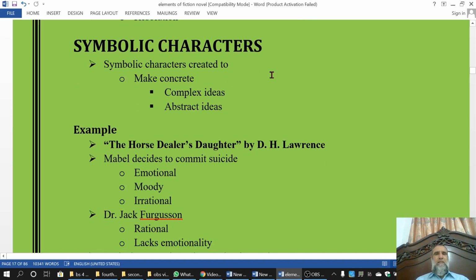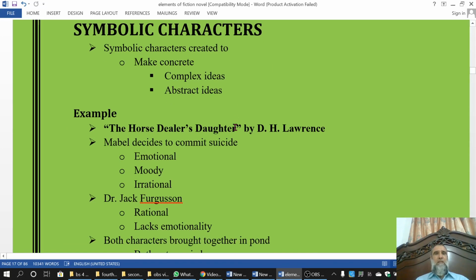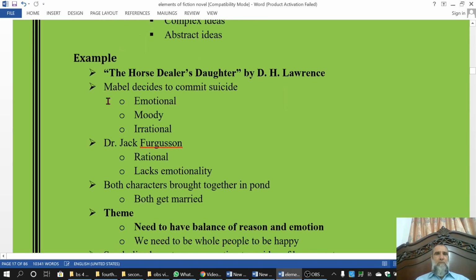Sometimes the characters are there in a story, but these characters have symbolic values, and we have to understand those symbolic characters and their traits. These symbolic characters are created by the writers in order to make complex ideas concrete and easy, and abstract ideas concrete and easy. The example is The Horse Dealer's Daughter by D.H. Lawrence.